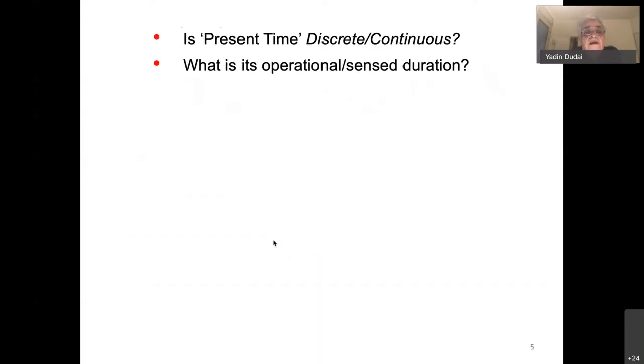So a question could be also asked in the following way: is present time discrete or continuous? I'll explain that. And what is the operational or sense duration of the elemental of present time? Please remember, we are talking here about the neurocognitive domain. So we are talking about a duration that is expected to be something between fractions of a second to a few seconds, which is intuitively understood because in introspective psychology, if you think about the present, this is usually what you think in terms of seconds, a few seconds, not minutes or hours, and not fractions of a second, because it's almost impossible in routine life to appreciate that.